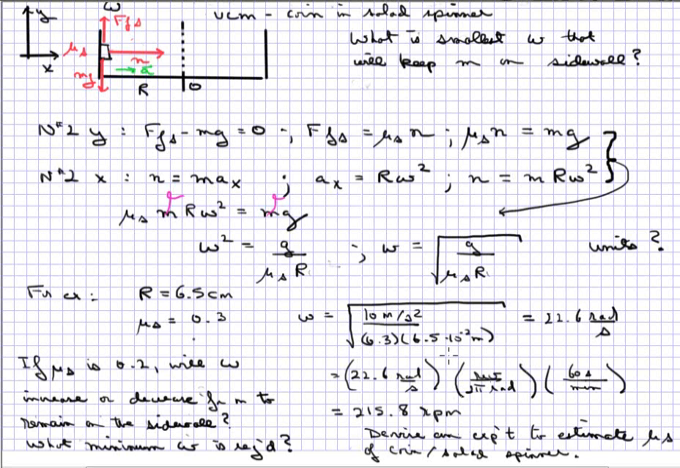Two questions for you. If mu sub s is 0.2 instead of 0.3, without doing any computation, will omega increase or decrease for m to remain on the sidewall? Okay, second part of this first question is, well, what minimum omega is required with this mu sub s and the same r to keep m on the sidewall? Okay, second question. See if you can devise an experiment that uses a coin and this particular spinner to estimate mu sub s of the coin against the sidewall of the salad spinner.